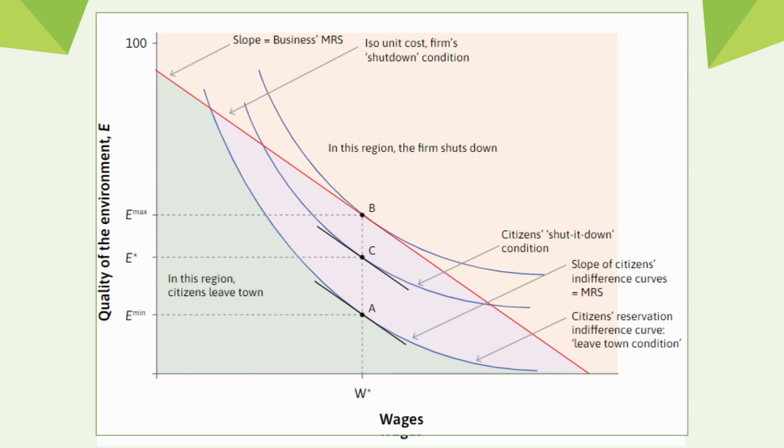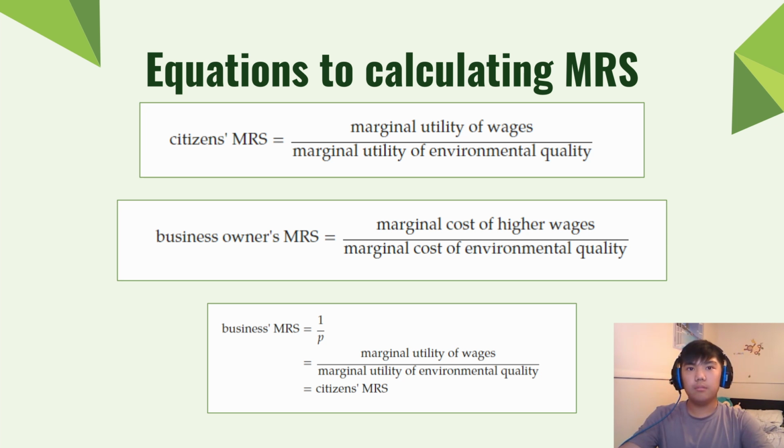On the other hand, E min, which is indicated on the lower graph, represents a situation where the company is in control and is at the lowest point where they can set the environmental quality before causing workers to leave. And so point C is where the two extremes come to the middle for the environmental quality, which is called the Pareto effect. And these here are the equations for the graphs above, for the graphs in the previous slide.